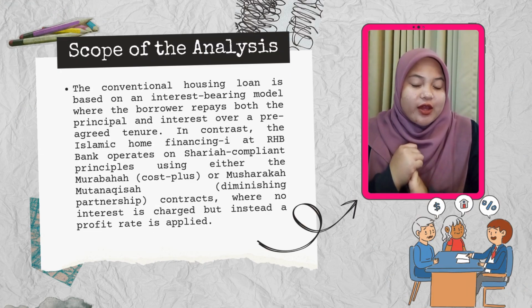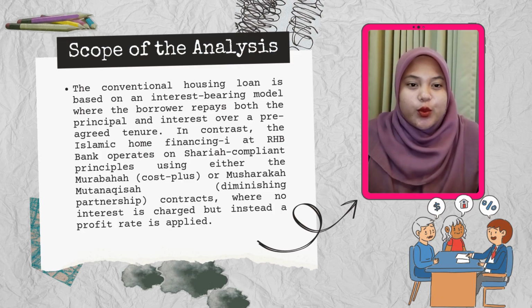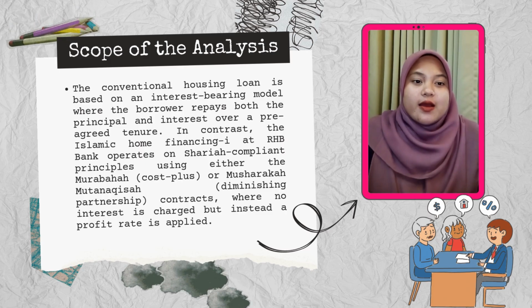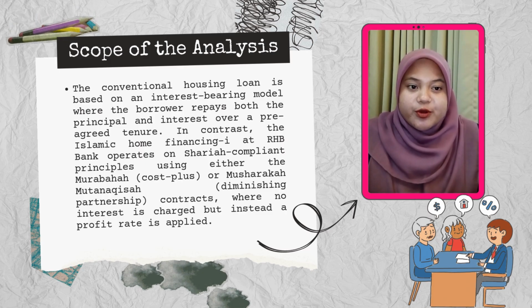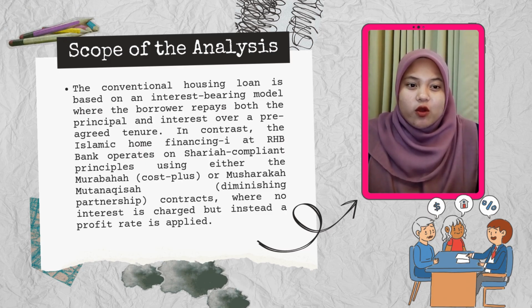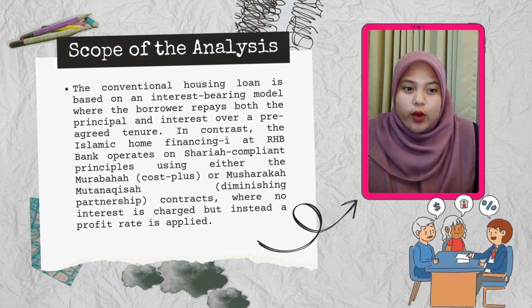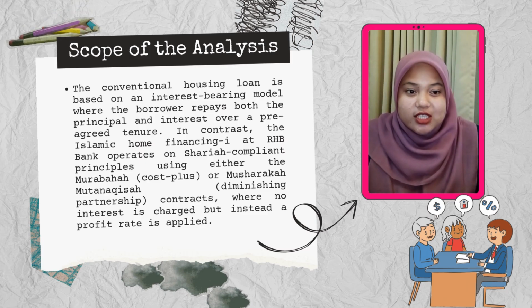Hence, from the objective I shared just now, we can analyze that the conventional housing loan is based on an interest-bearing model, where the borrower repays both the principal and interest over a pre-agreed tenure. In contrast, Islamic home financing at RHB Bank operates on Sharia-compliant principles using either Murabahah, cost plus, or Musyarakah Mutanakisah, diminishing partnership contracts, where no interest is charged but instead a profit rate is applied.